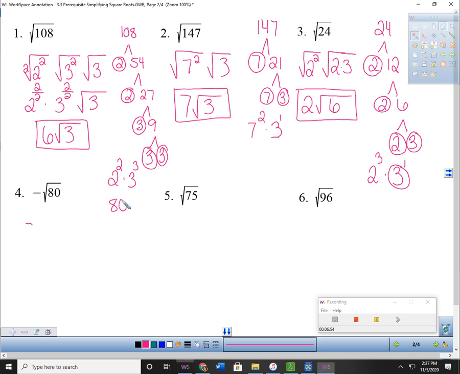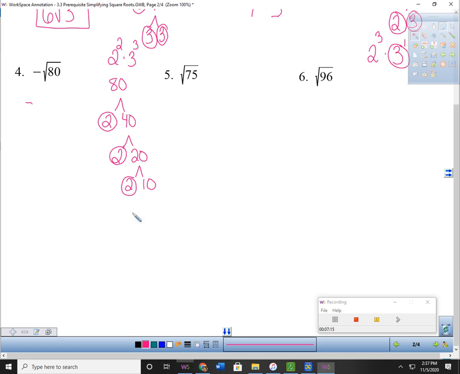So 80, we've got 2 times 40. 40 is 2 times 20. 20 is 2 times 10. And 10 is 2 times 5. So that gives me 1, 2, 3, 4 of the 2's, and then a 5. So is this a perfect square, this 2 to the 4th?